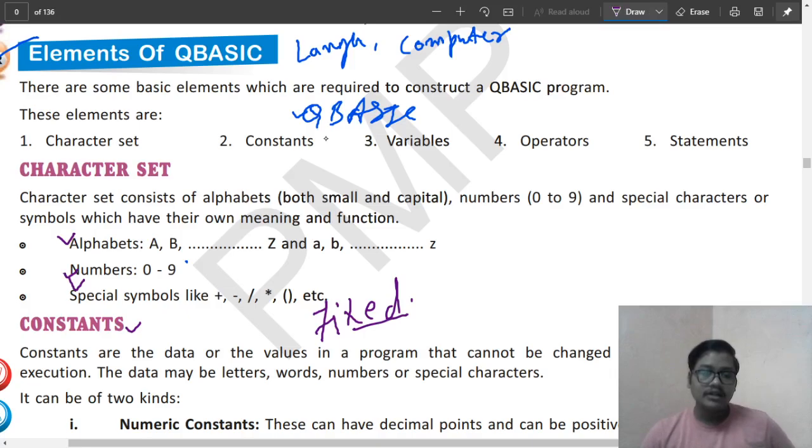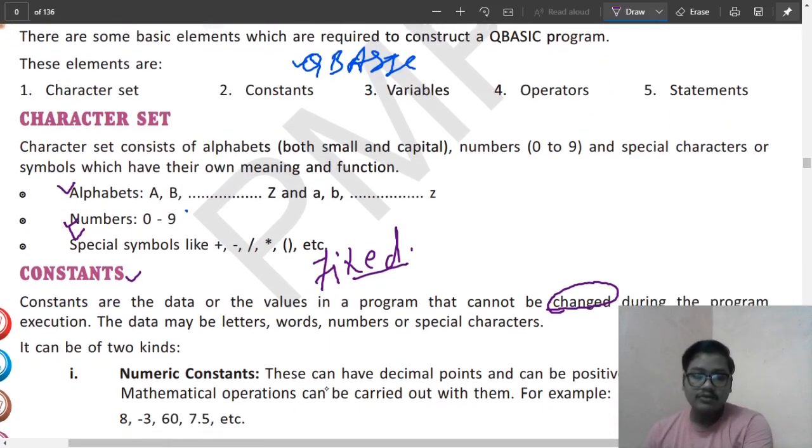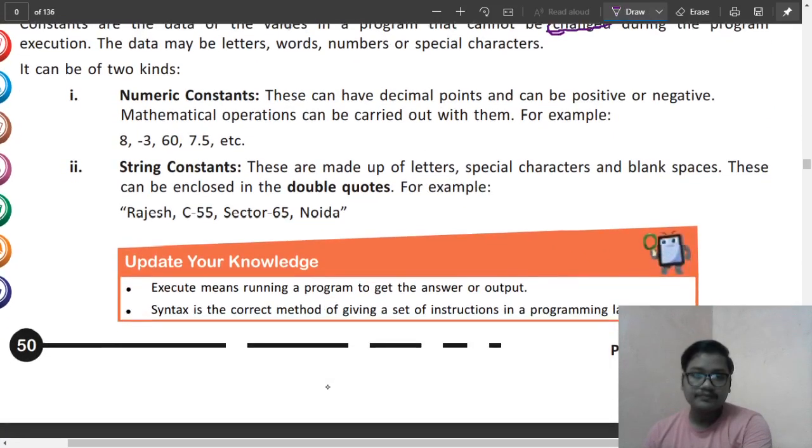Constants are the data values in a program that cannot be changed. Cannot be changed means what? They are fixed during the program execution. First of all is the numeric constant. What is a numeric constant? These can have decimal points and can be positive or negative, like 8, minus 3, minus 60, and something like that.